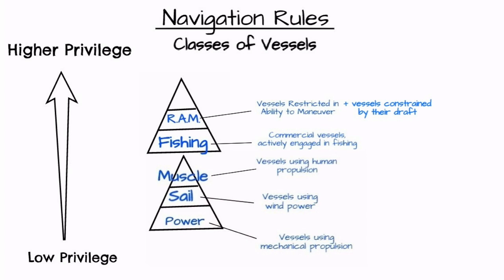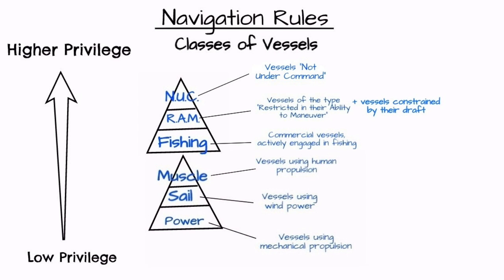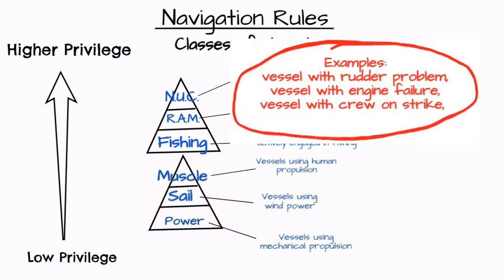The last class of vessels, which are at the very top of the privilege pyramid, are vessels not under command. Examples of vessels not under command would include a vessel with a rudder problem, or a vessel with engine failure, or perhaps something like a vessel with the crew on strike.